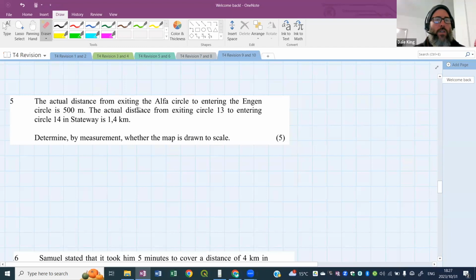The actual distance from exiting the, you see how they use the word exit here? The actual distance from exiting the alpha circle to entering the engine circle is 500 meters. The actual distance from exiting circle 13 to entering circle 14 in Stateway is 1.4 kilometers. Determine by measurement whether the map is drawn to scale.